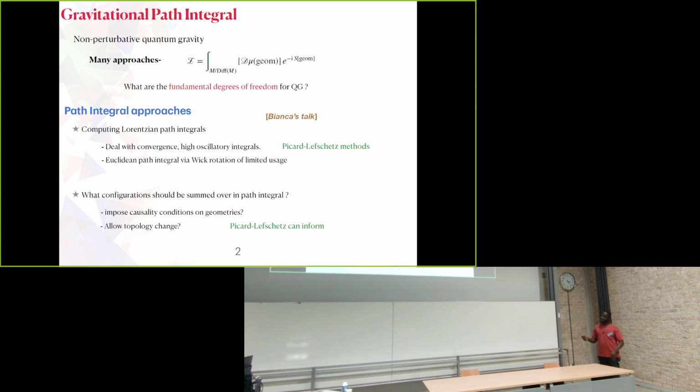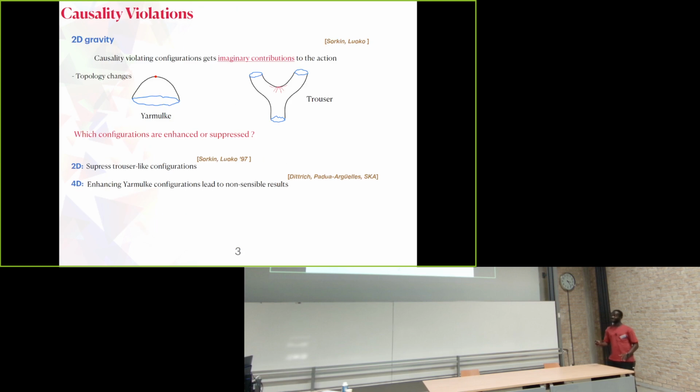And another question one can ask is, what are the configurations one should sum over in this path integral? And here we try to answer the question of whether we should allow some Lorentzian topology changes, which are not really Lorentzian spacetimes. So I will argue at the end of the talk that the Picard-Lefschetz methods can also inform us about these questions.